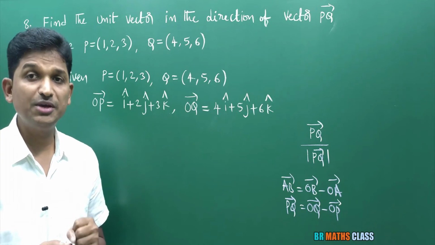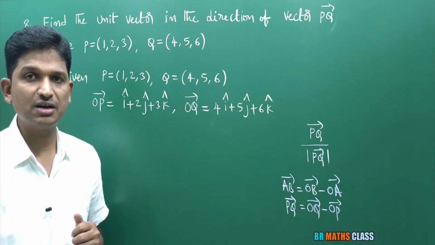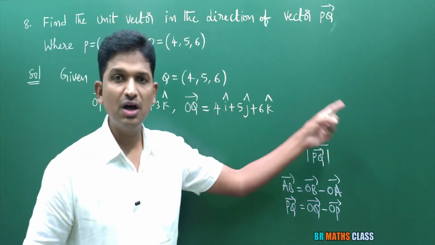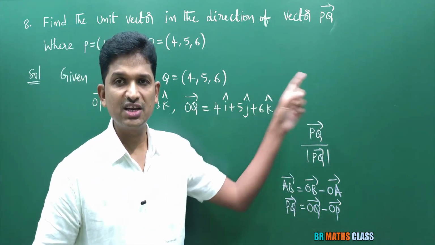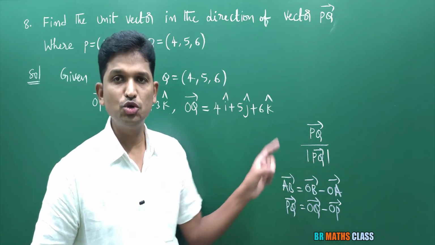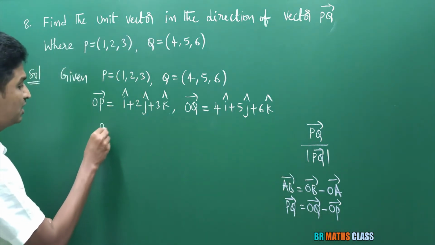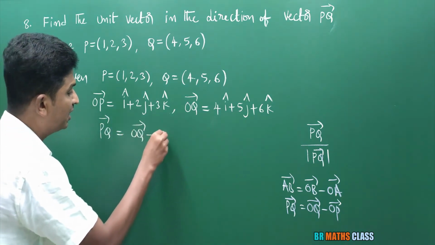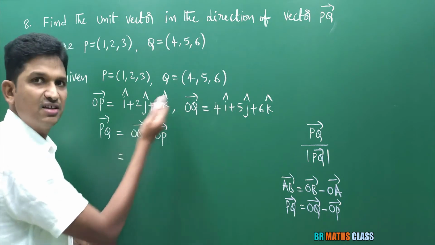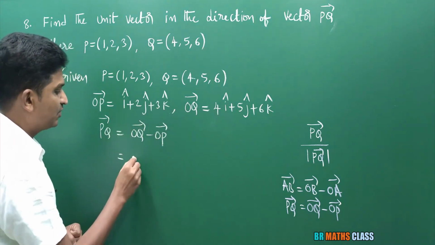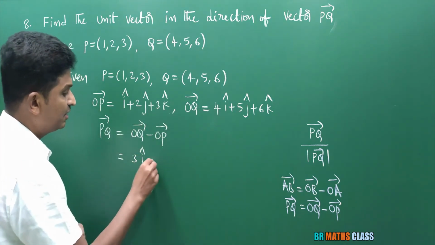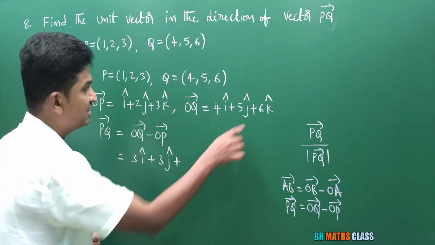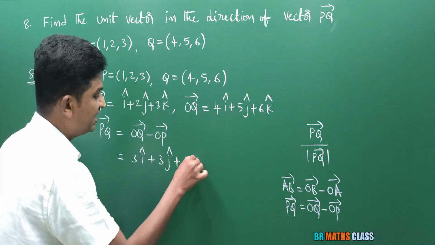Every point can be expressed in terms of its position vector. So now I have OP bar, OQ bar. This is the formula to calculate the unit vector in the direction of PQ bar. So I need PQ bar. What is the formula for PQ bar? The formula for PQ bar is OQ bar minus OP bar. Now subtract these two vectors. 4 minus 1, that is 3 into i cap, plus 5 minus 2, that is 3 into j cap, plus 6 minus 3, that is 3 into k cap.